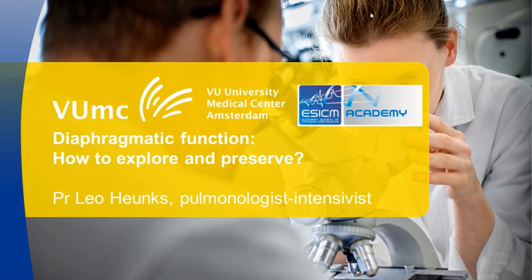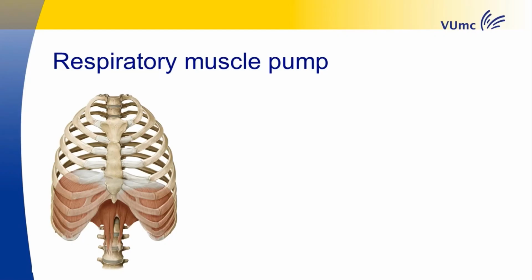What can we do about it? The respiratory muscle pump, and then we mostly talk about the diaphragm, is really a fantastic muscle. You've seen the picture before, this dome-shaped muscle positioned between the thoracic cage and the abdomen. It's really amazing. If you look with ultrasound at the diaphragm, it's only 2 millimeters in thickness. And it fulfills a fantastic task. It drives our ventilation, right?